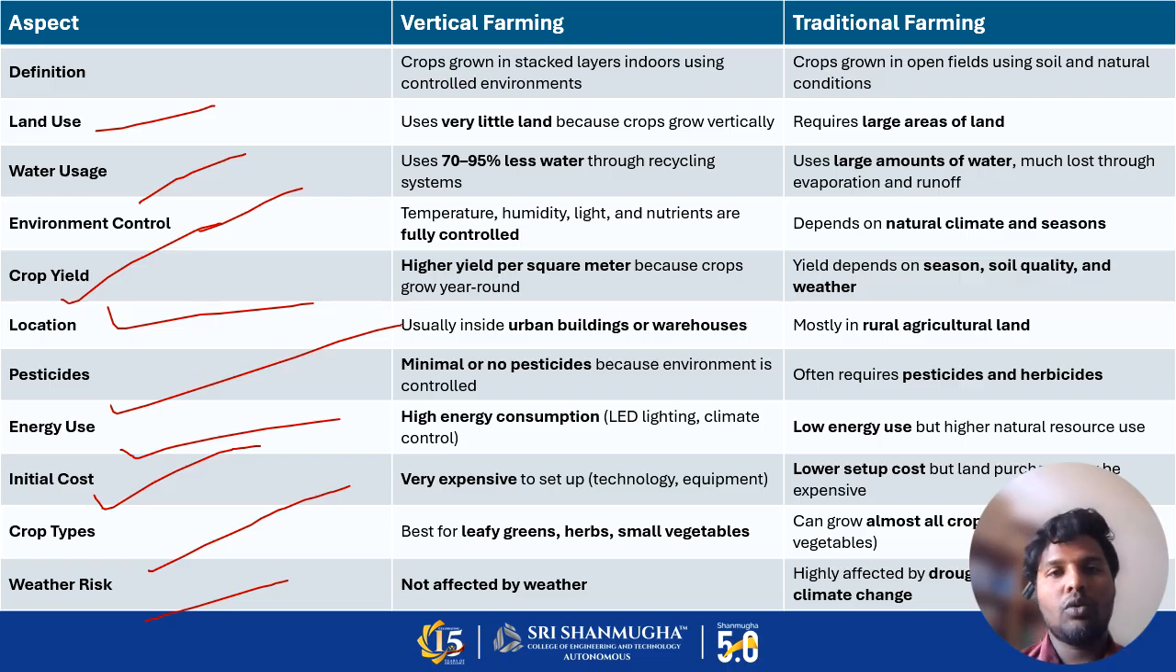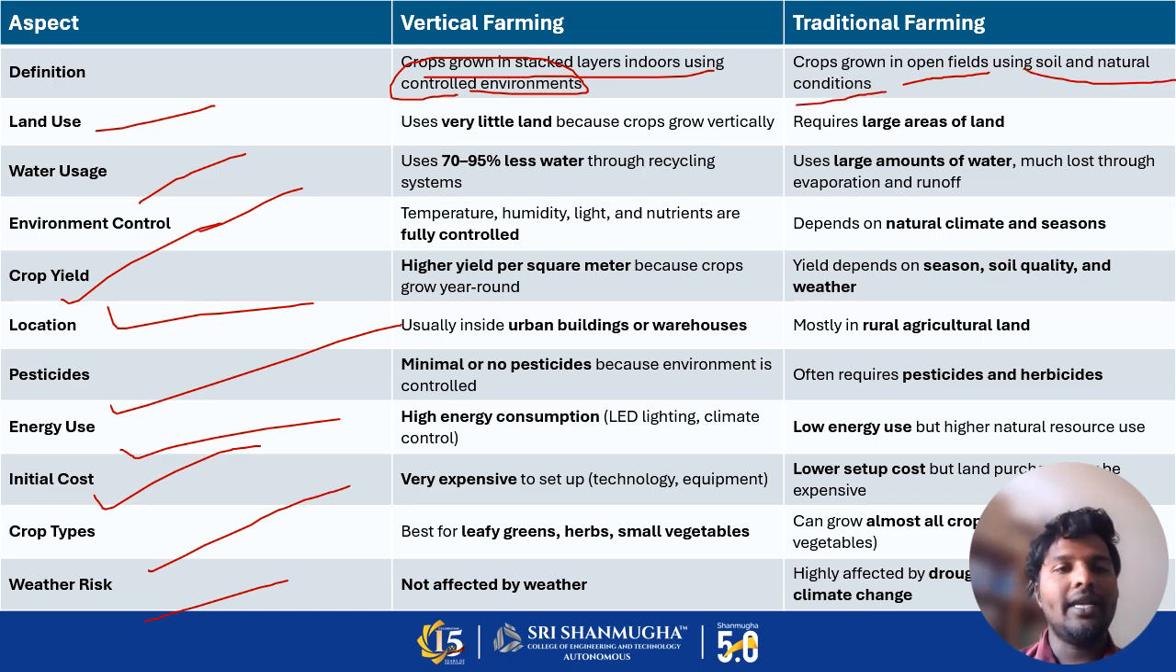So as we know, in vertical farming, crops are grown in stacked layers in an indoor system using controlled environments. But in traditional farming, crops are grown in open fields using the soil and natural conditions.